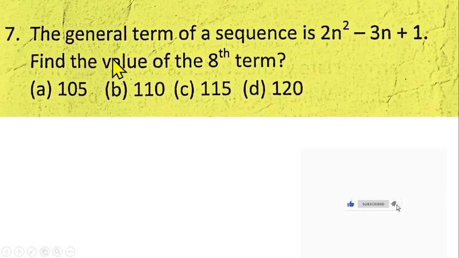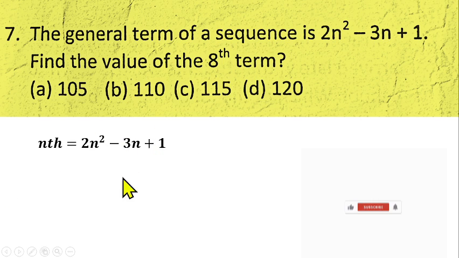Question number 7 is from the sequence and series as well. We are told that the general term of the sequence is 2n squared minus 3n plus 1. Find the value of the 8th term, where n is the term we are looking for. In this case, the nth term is 2n squared minus 3n plus 1.